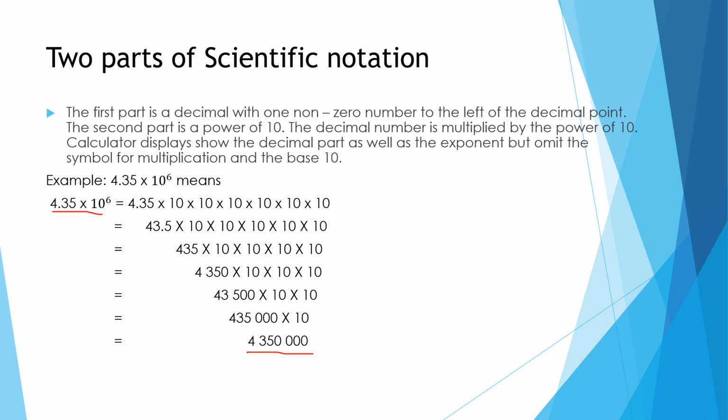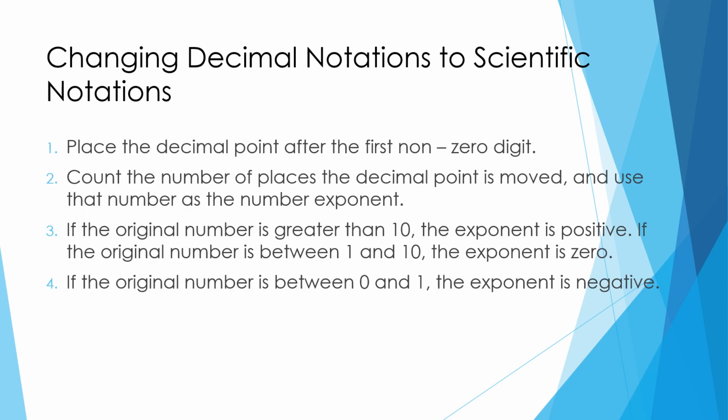Let's move on. We'll have more examples for this. Alright. Changing decimal notation to scientific notation. The first rule is to place the decimal point after the first non-zero digit.